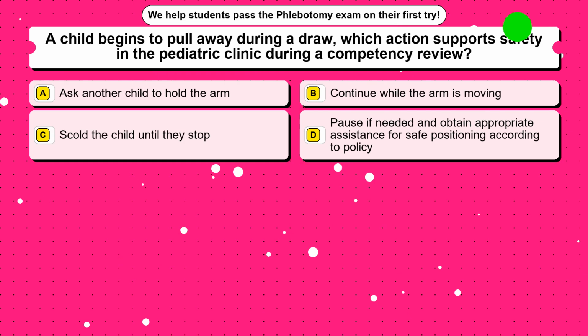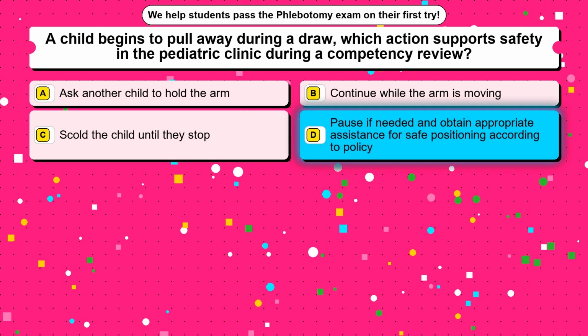Question 82. A child begins to pull away during a draw. Which action supports safety in the pediatric clinic during a competency review? Option A. Ask another child to hold the arm. Option B. Continue while the arm is moving. Option C. Scold the child until they stop. Option D. Pause if needed and obtain appropriate assistance for safe positioning according to policy.